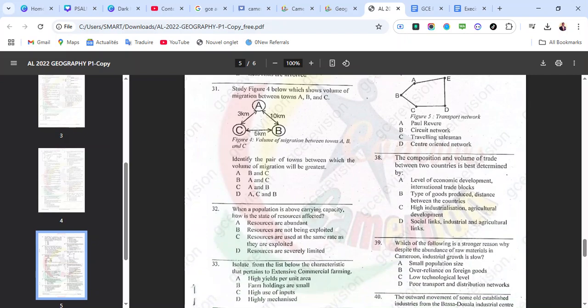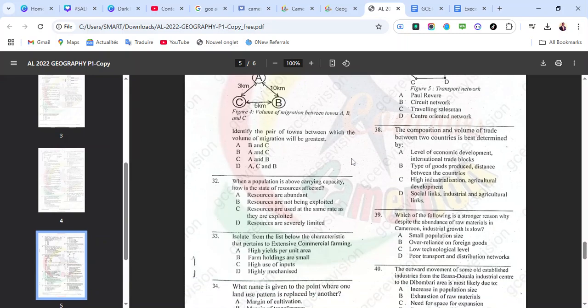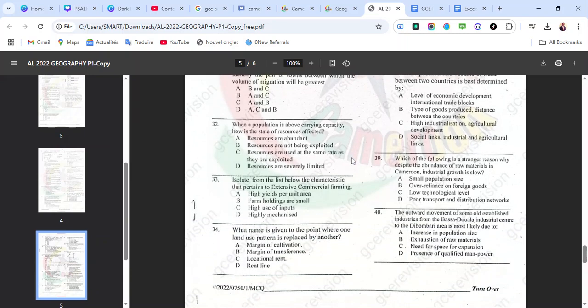When a population is above carrying capacity, how is the state of resources affected? Correct answer for 32 is C. Resources are used at the same rate as they are exploited. Isolate from the list below the characteristics that pertain to extensive commercial farming. Correct answer is D, highly mechanized.